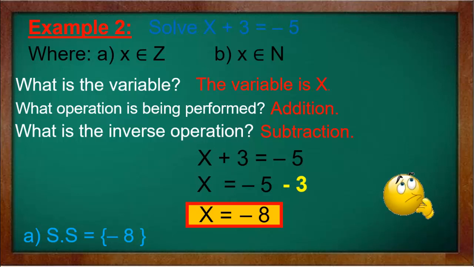What can I write in my solution set now? The solution set in B is equal to phi. And remember, phi is an empty set, meaning that it is a set with no elements at all. Since negative 8 doesn't belong to the natural numbers, my solution set is phi. Let's go now to question number 3.